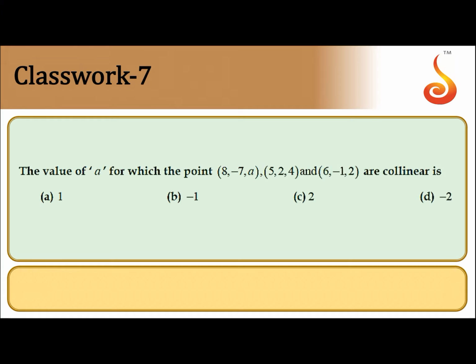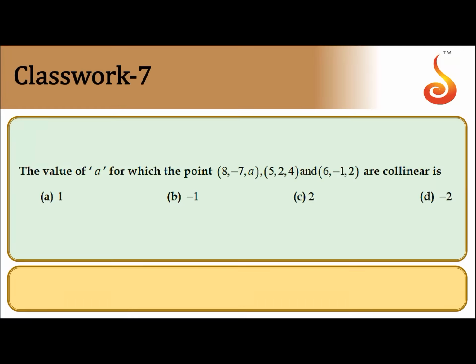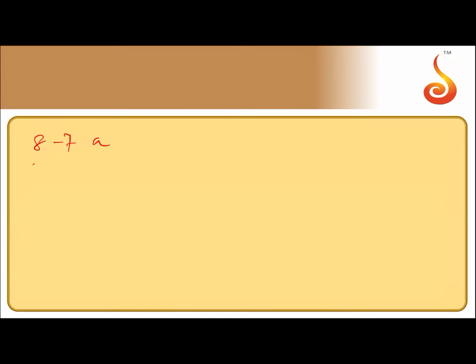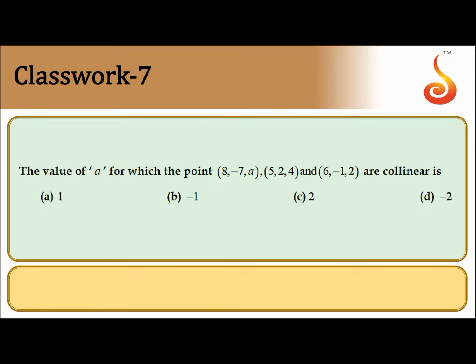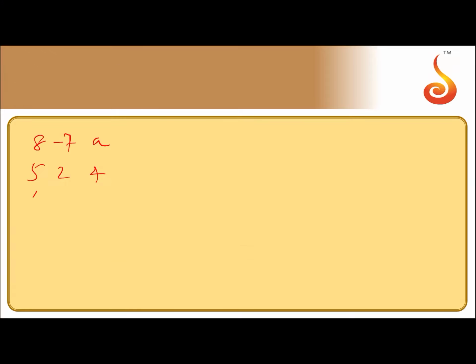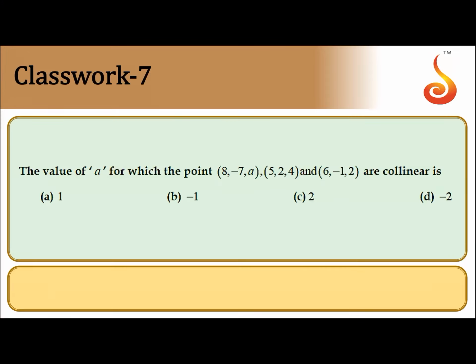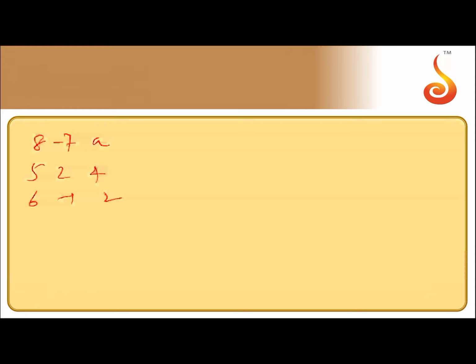Coming to the next one. The value of A for which the 3 points are collinear. Yes, of course, the DRs must be proportional. 8 minus 7A, the first one. Second one, 5, 4. Third one, 6, minus 1, 2. And these points are collinear, that means A, B, C.